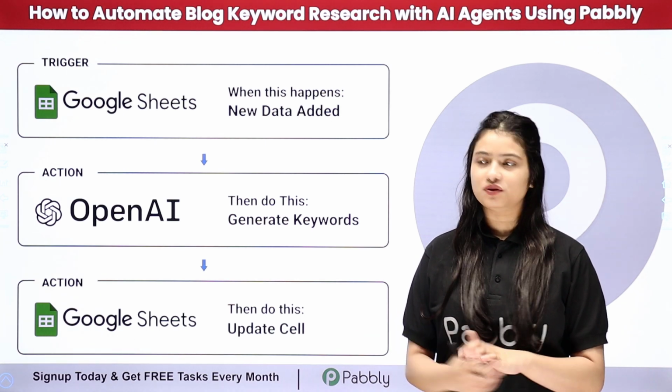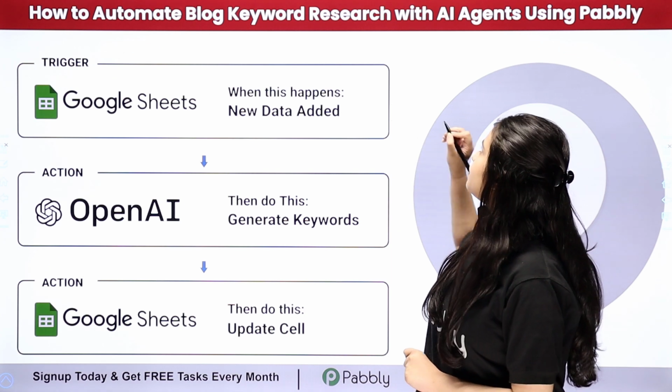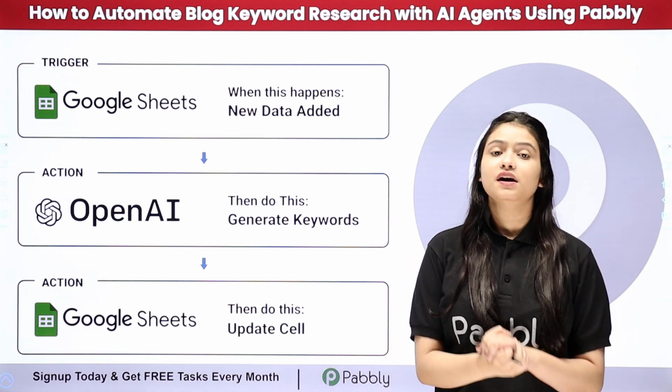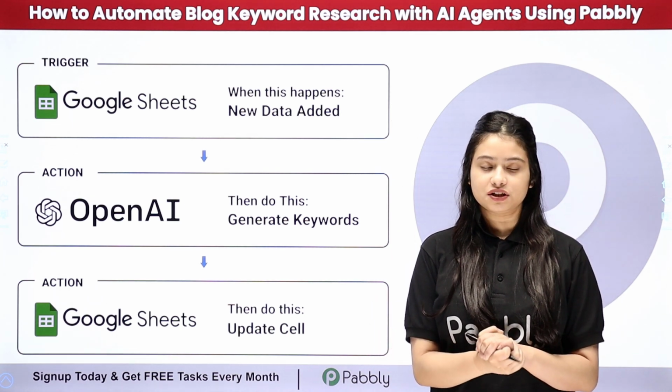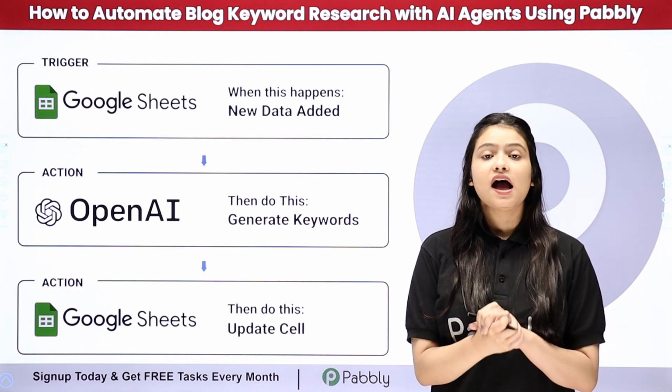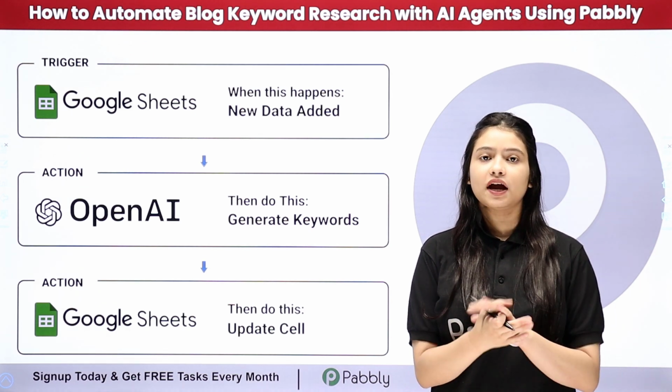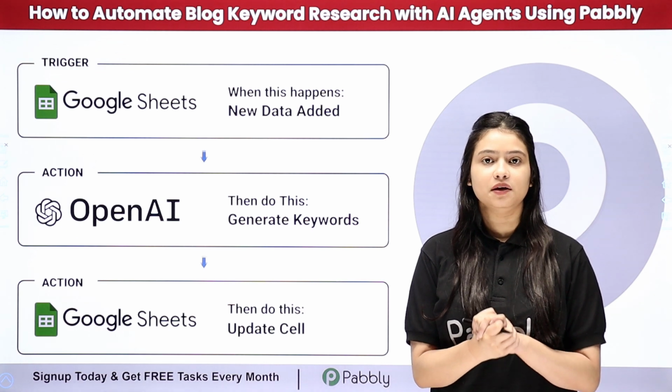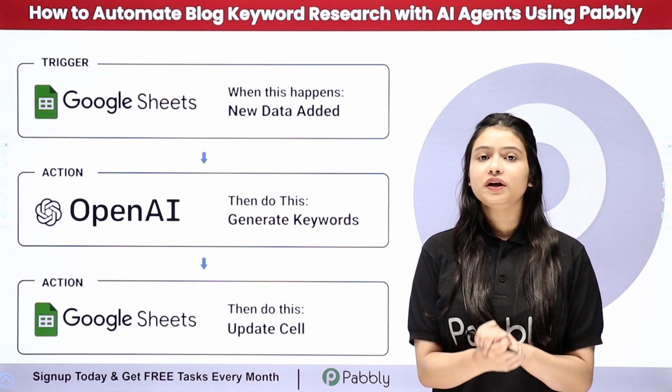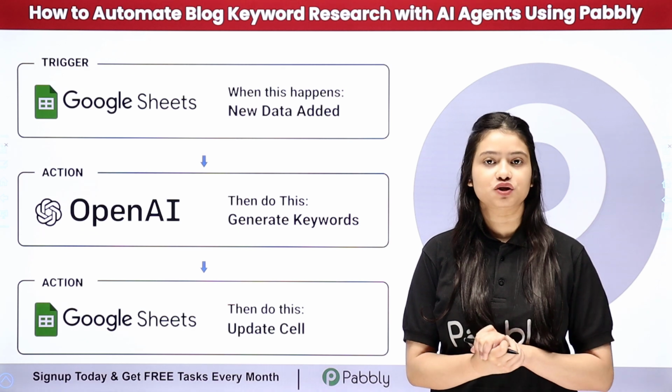In this video, we are going to learn how to automate blog keyword research with AI agent using Pabbly. So here I am working as a content strategist at a digital marketing agency. I need to generate the keywords for the blog titles to be assigned to my team members to write the blogs. Therefore, I have to automate this entire process because it is a time-consuming process.